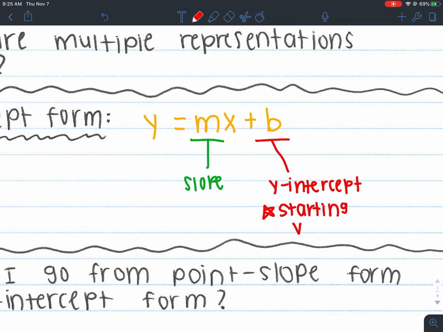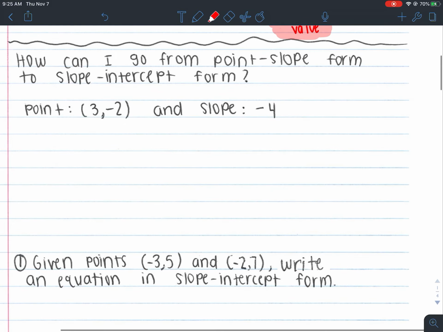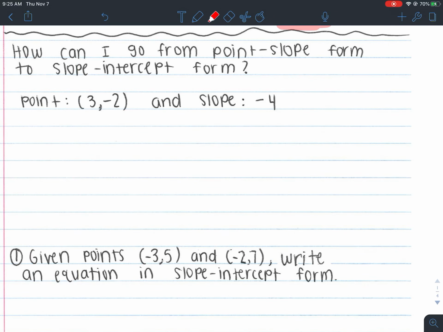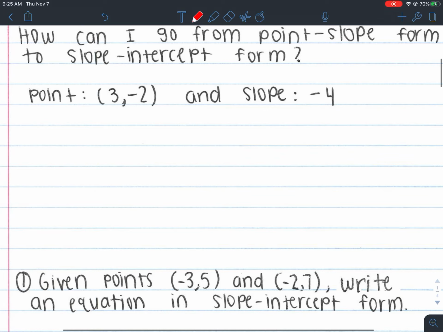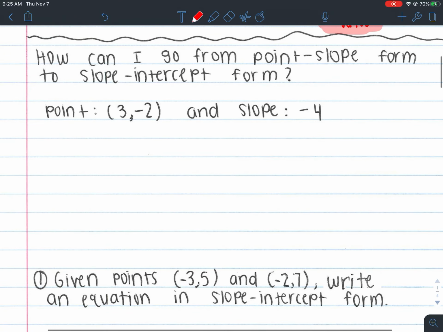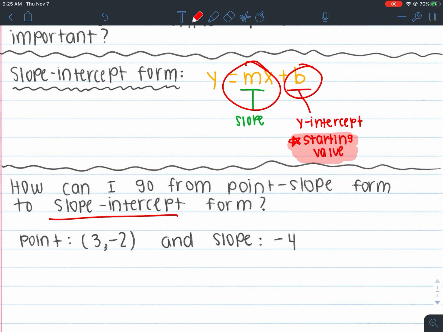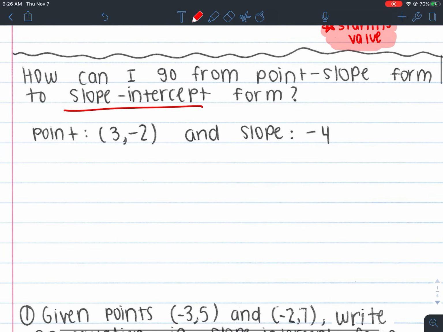This is going to be really important for today when we're identifying the y-intercept and answering what it actually means. So that is our starting value. I would highlight or star that so that you remember, because that is very important. So moving on, how can I go from point slope form to slope-intercept form? Here we're given a point, 3, -2, and a slope of -4. The easiest form for me to plug it into is point slope because I'm given a point and a slope. Slope-intercept would need a slope and a y-intercept, but they only gave me a slope. They didn't give me a y-intercept. So I got to start in point slope form.